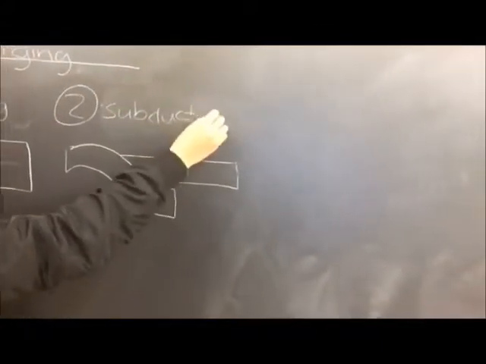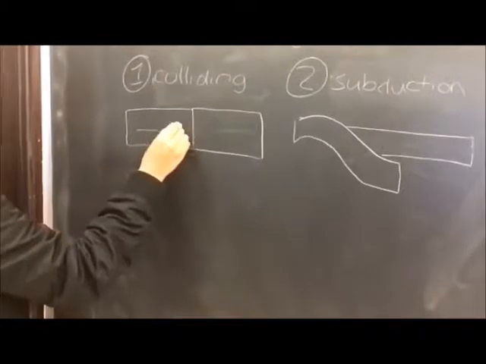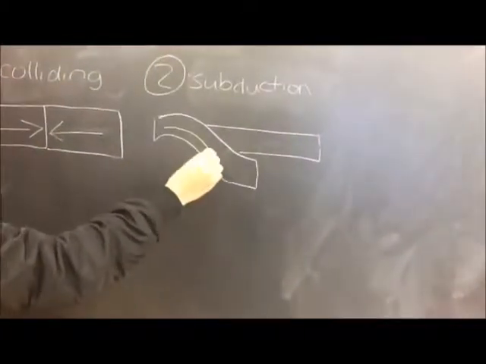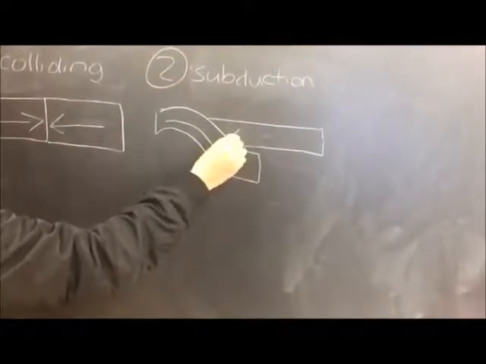A collision zone is where two plates hit each other and both push up to create mountains. A subduction zone is when two plates collide and the plate less dense slides under the more dense plate.